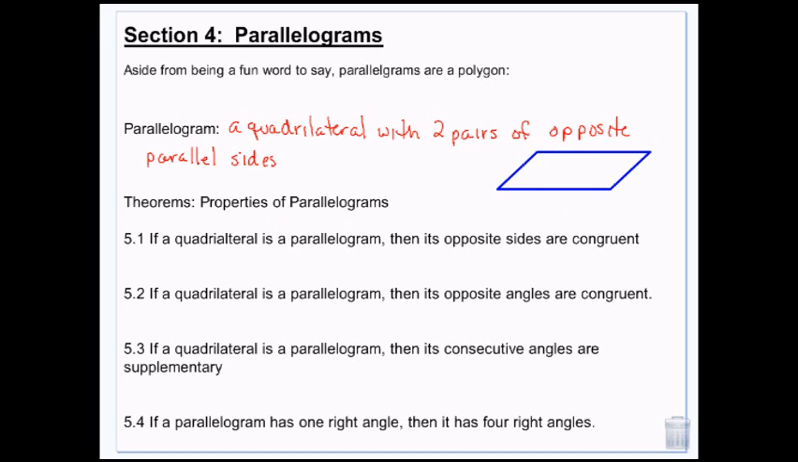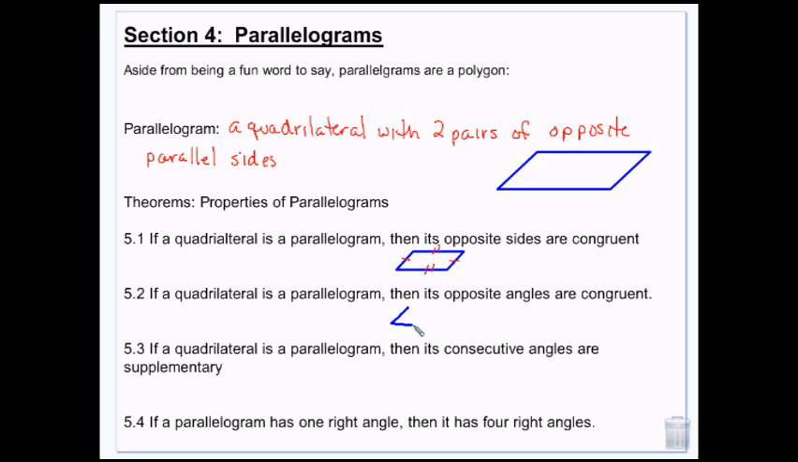If a quadrilateral is a parallelogram, then its opposite sides are congruent. So if I have a parallelogram, that's not a parallelogram. That was a trapezoid. Parallelogram, opposite sides, congruent. What's it called when two lines reflect each other but they're not straight? Like two different sides of an oval. Symmetric.